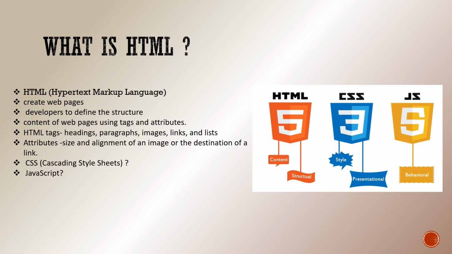Let's know what HTML stands for. HTML is a hypertext markup language. It creates web pages. It allows developers to define the structure and content of web pages using tags and attributes. HTML tags are like headings, paragraphs, images, links, and lists. Attributes are the size and segmentation of the image or the destination of a link. Here we can also see what is CSS and JavaScript.